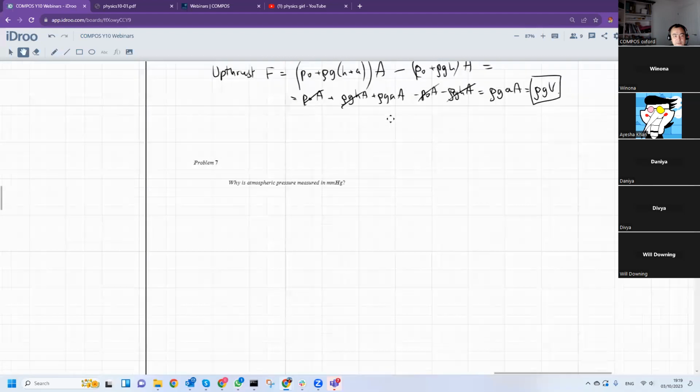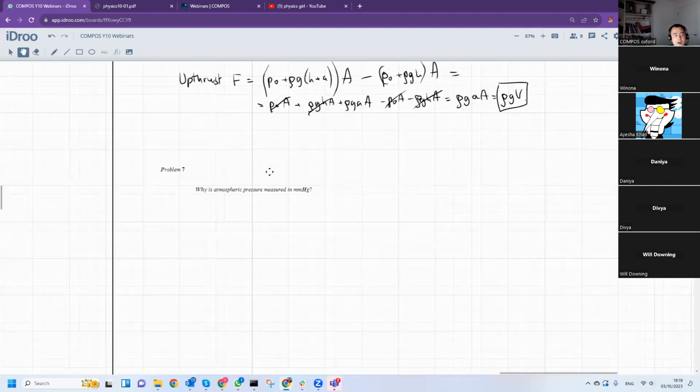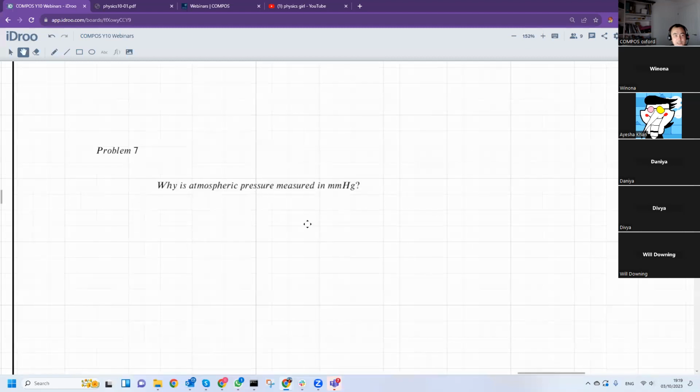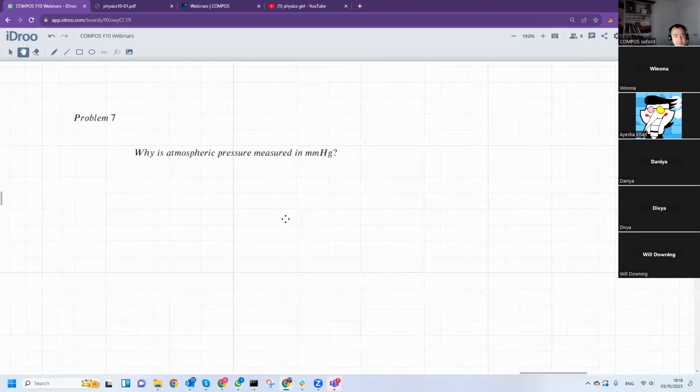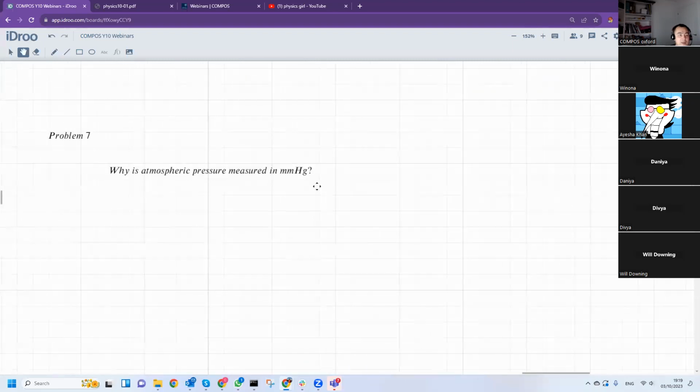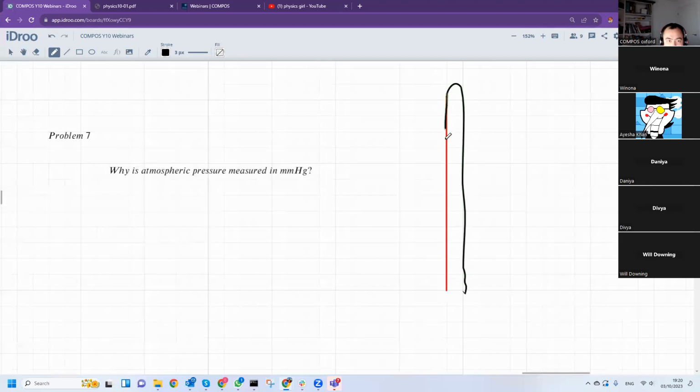Okay, and finally, problem 7. Why is atmospheric pressure measured in millimeters of mercury? Millimeters of mercury. So what does that mean? Well, this is Torricelli's experiment, and he figured out that if you take a tube filled with mercury and you place it upside down, basically what you do is you fill a tube with mercury, you close it with your finger, you put it upside down into a tub of mercury.